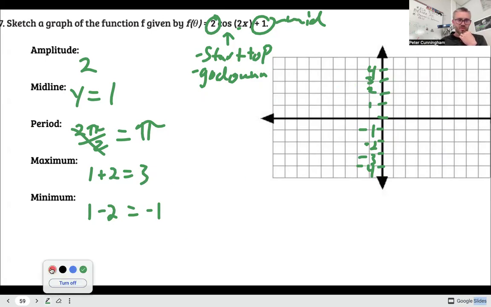Let's get a different color when we're graphing. We said the middle was 1, so I'm going to go down to 1. Said the minimum is -1, so then I go down to -1. And then back in that same order. So there's my 1 full wave. And then middle, bottom, middle, top. And I have 2 full waves.